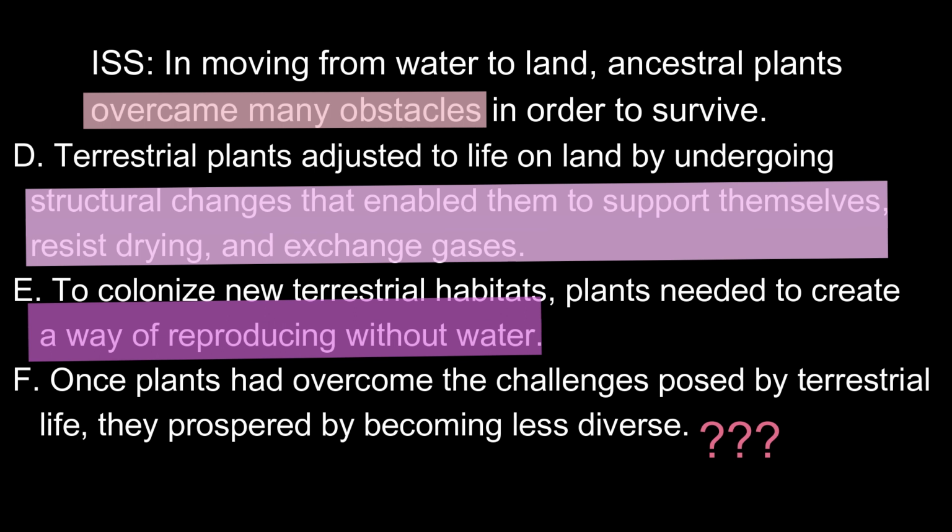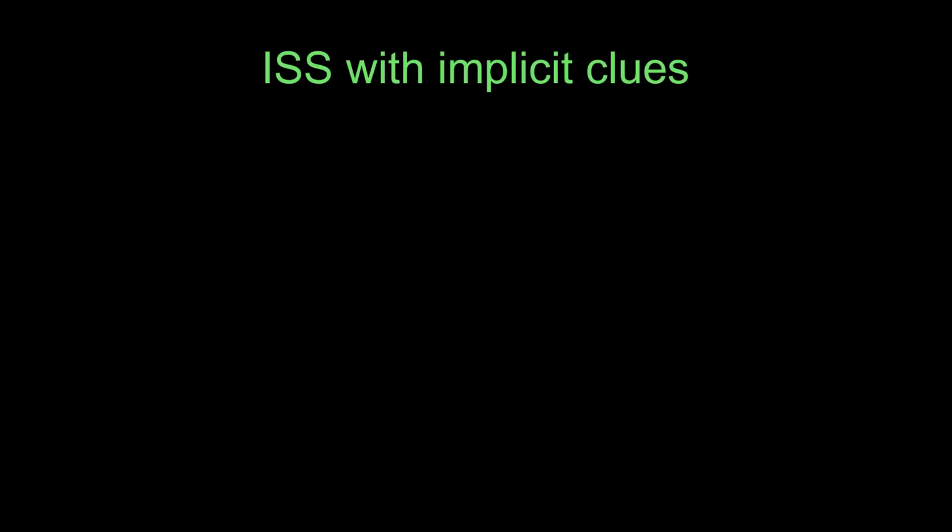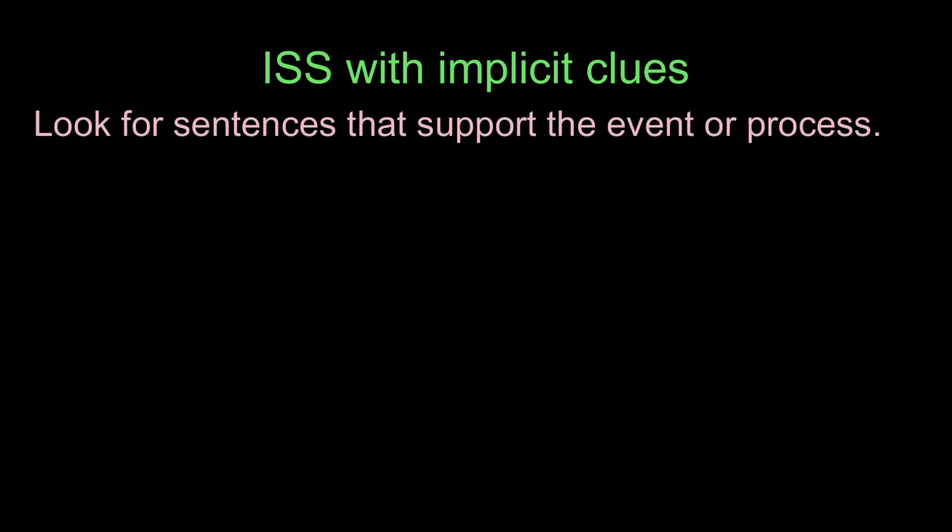The opposite should be true, right? That is, plants prospered by becoming very diverse, not less diverse. Just using our critical thinking skills, we can easily eliminate F. So the correct choices are B, D, and E. Now let's look at introductory summary sentence with implicit clues, which usually are about an event, phenomenon, or a process. We should look for sentences that support the event or process.